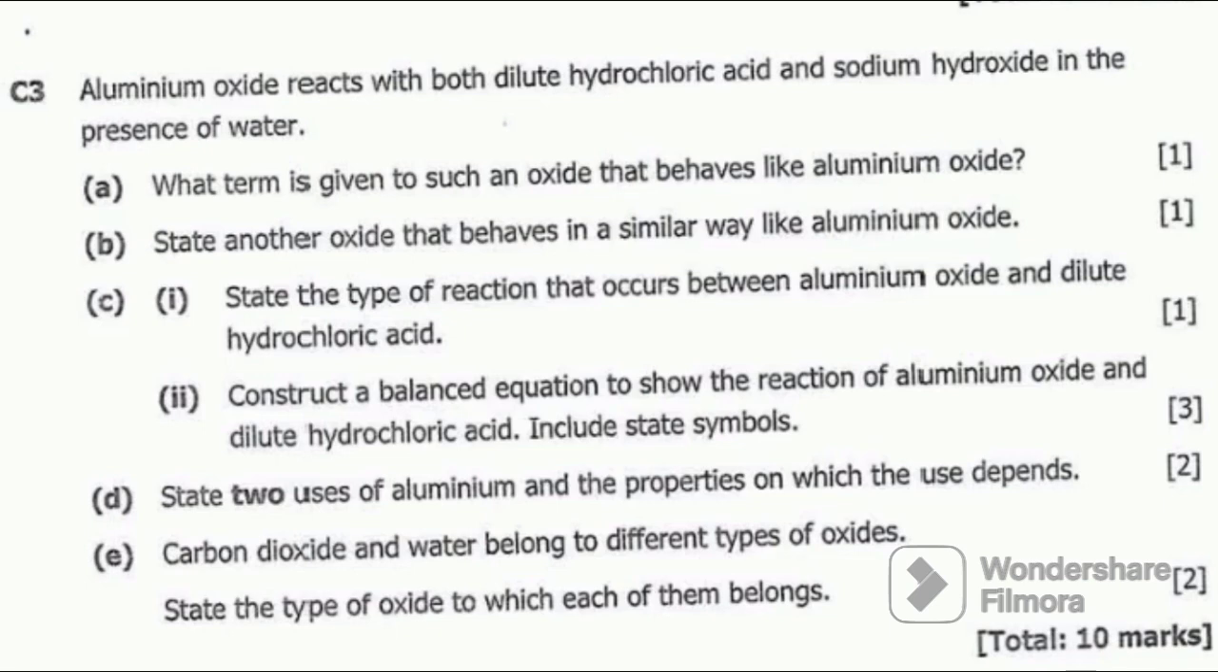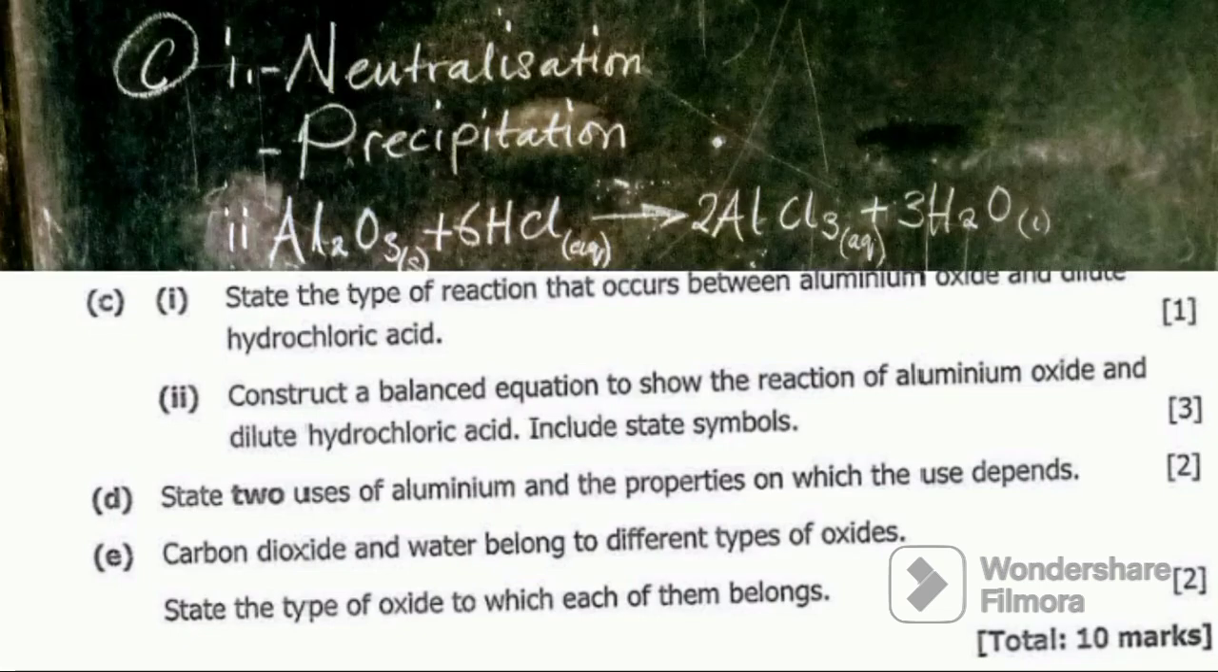Construct a balanced equation to show the reaction of aluminium oxide and dilute hydrochloric acid. Include state symbols. This is the equation we are seeing, so you just need to balance it so that this is a well balanced equation.